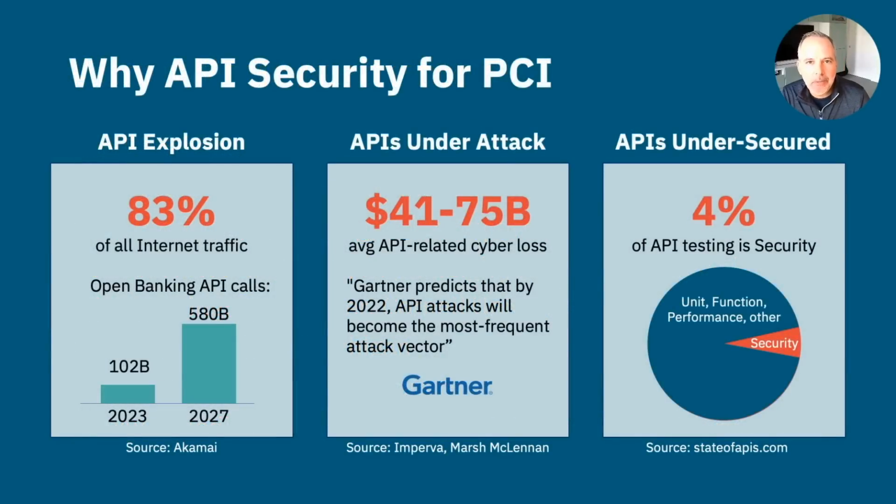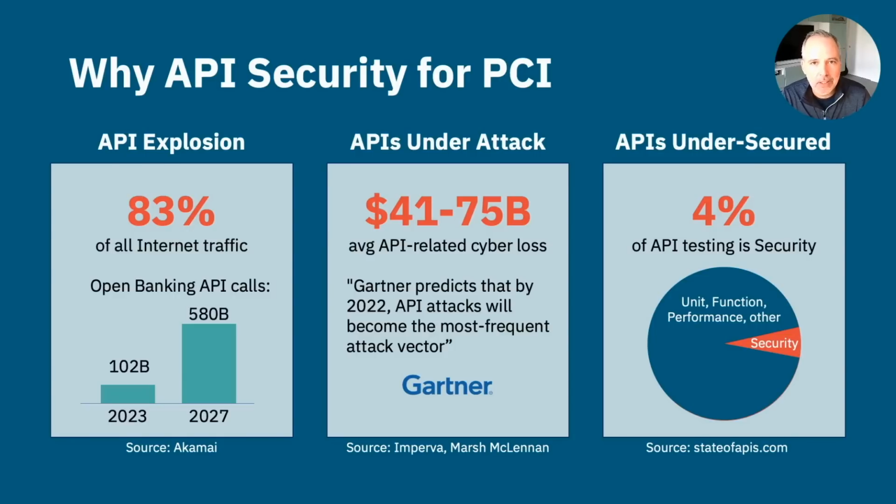So let's kick things off by understanding why API security is such an important topic and why it's so relevant to PCI. And there are three important dynamics happening now with APIs. The first is that APIs are exploding. We've known this for years, and it just continues.